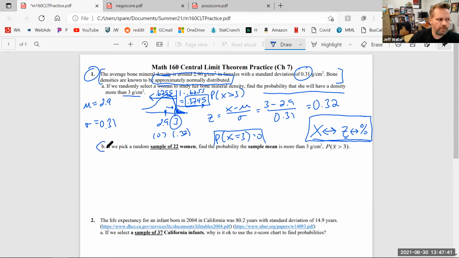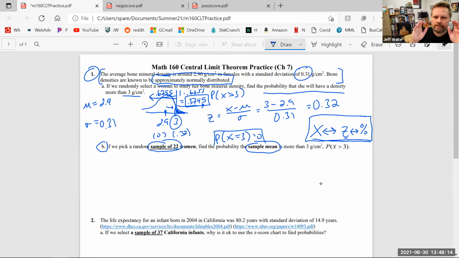Now in part B, there are 2 things that will happen in a normal z-score problem that tells you it's kind of like the next level. If they take a sample of size something, and then they ask you a question about the sample mean, did both of those things happen in part B? Yes. We took a sample, and they're asking me about the sample mean of those 22 women, right?